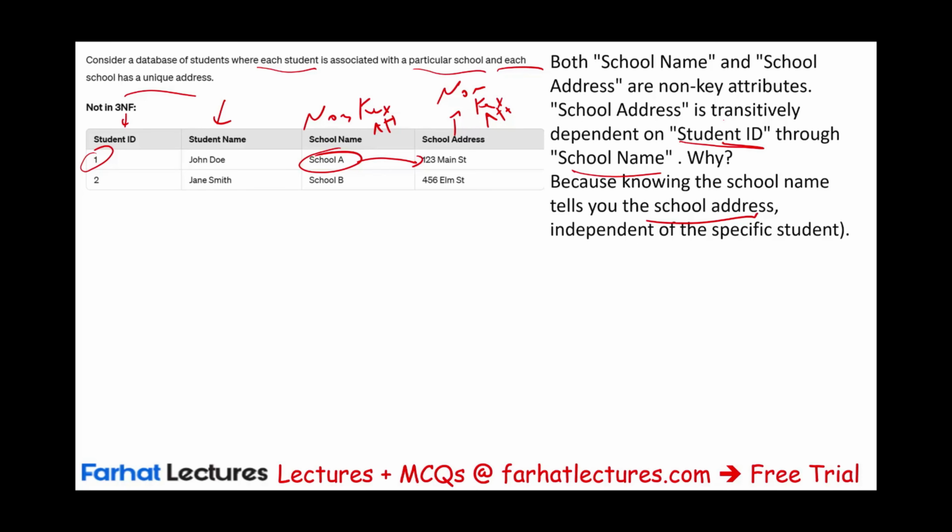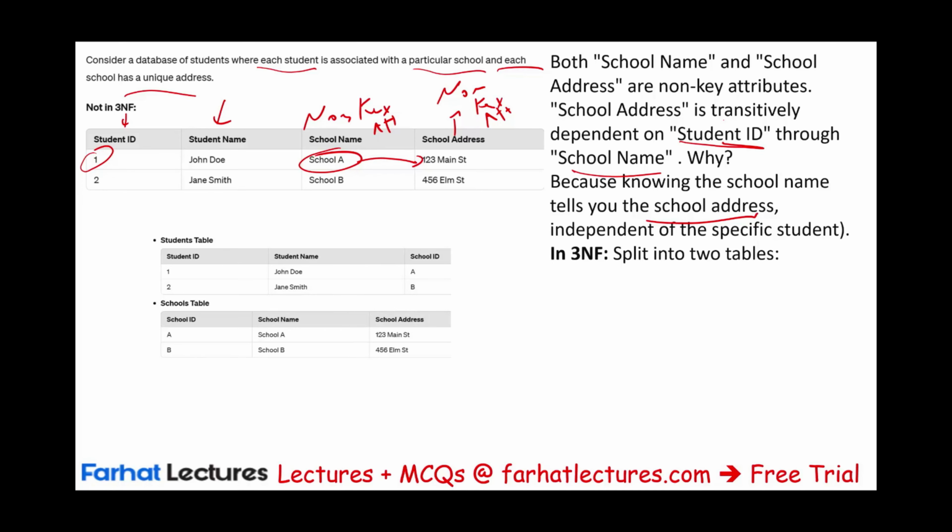So what do we have to do? You guessed it. What? Split into additional tables. This is what we did in 1NF, 2NF. You split into additional tables to remove this transitive dependency. This is what 3NF is all about.